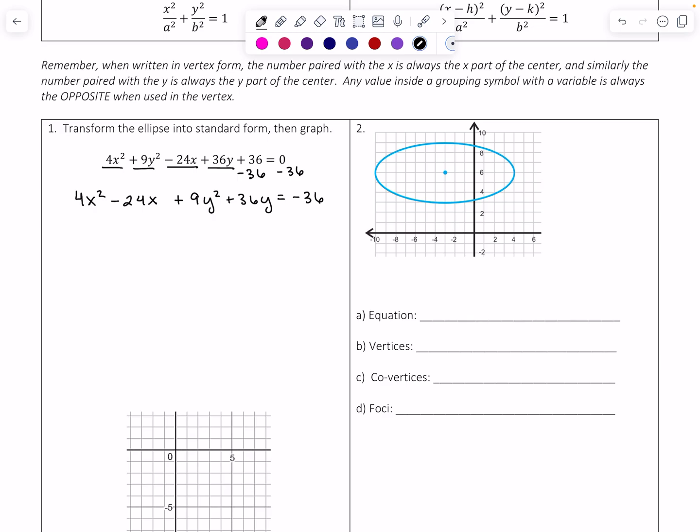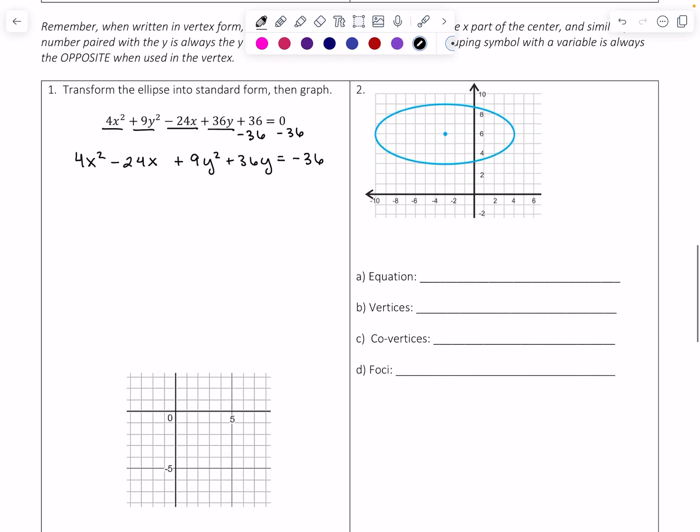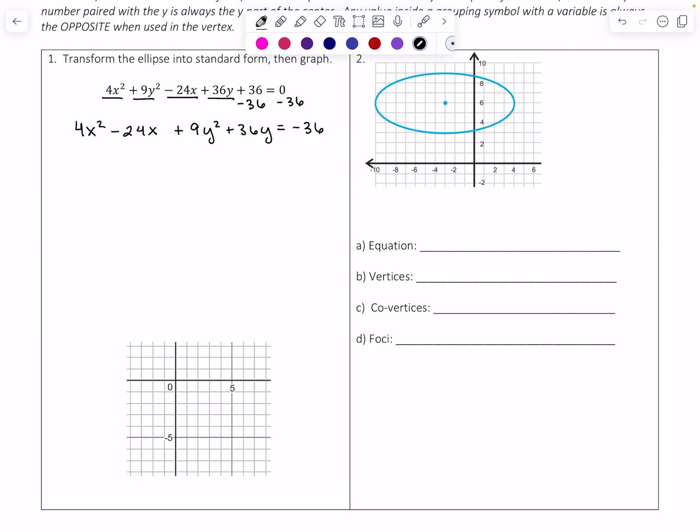Okay, so we're starting to look like our standard form, but we definitely have some more work to do here. Step number 2 is to factor out your coefficients out of x and y. So I'm going to start with factoring out our 4. So we have 4 times x squared minus 6x. Now, here's the key. Leave a space, plus 9 times y squared plus 4y. Leave a space, equals negative 36.